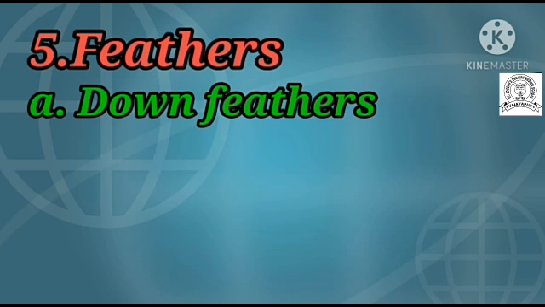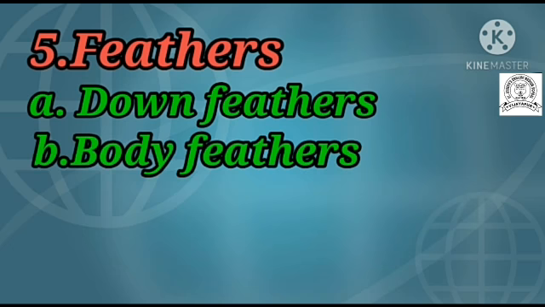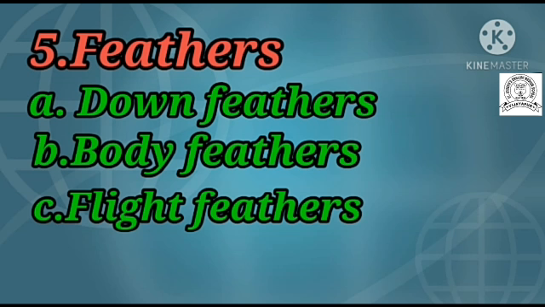Second, we learned the body feathers. The body feather is also called a contour feather. Body feathers are bigger than down feathers, and these body feathers are very useful. Then third, we learned about the flight feather. The flight feathers are present especially on the wings, and they are very useful to fly.